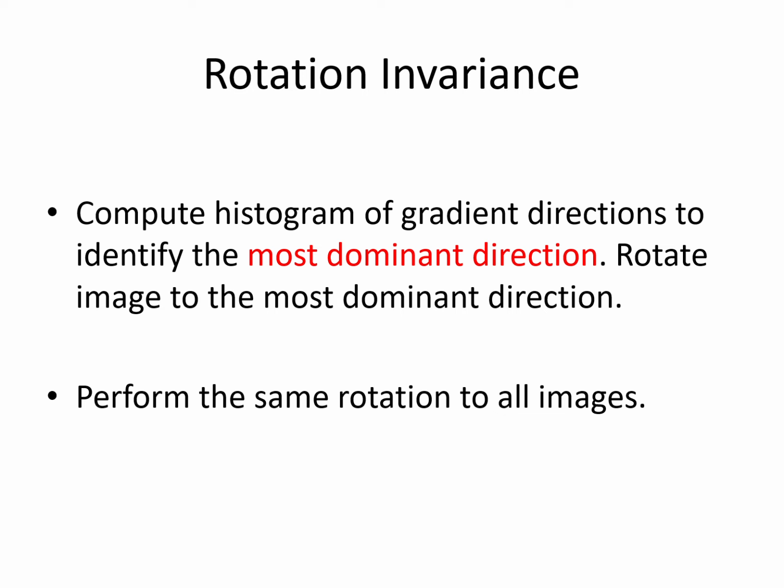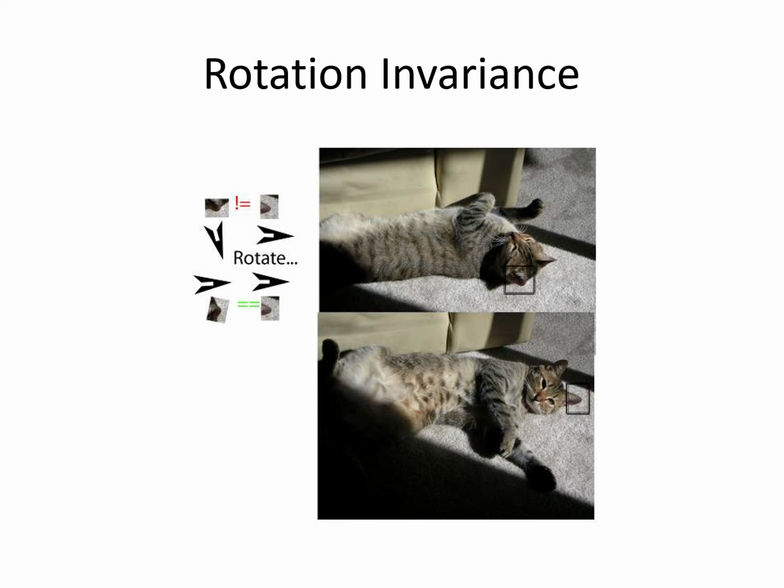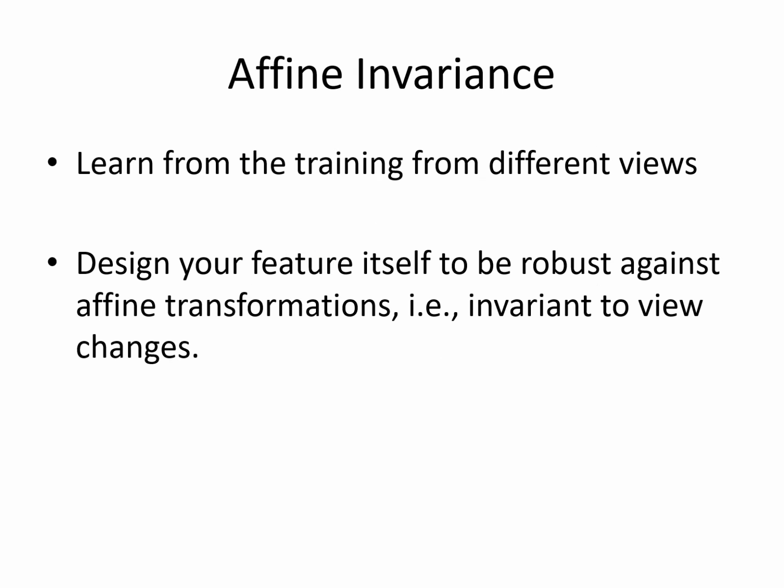The next one is rotation invariance. In this, we compute a histogram of gradient direction to identify the most dominant direction, rotate the image to the most dominant direction, and perform the same rotation to all the images. For example, we are supposed to rotate the image. In affine invariance, we learn from training on different views. Here, we design the feature itself to be robust against affine transformation and other transformations like translation, rotation, shearing, scaling, and many more things, but invariant to view changes.